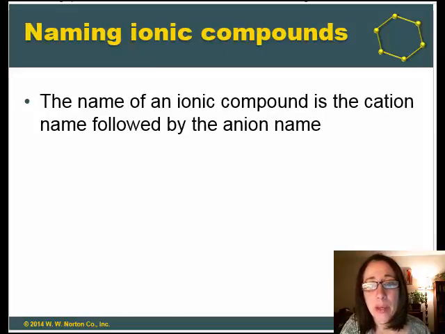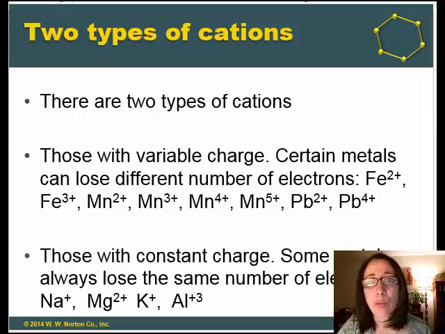To name an ionic compound, all we do is write the cation name and follow it by the anion name. Now that seems pretty easy, but it can get a little complex, and we've got to be really clear that we understand how to name ions. That is the key. So first, we've got to establish that there are two different types of cations. There are cations that have a variable charge and cations that have a constant charge.